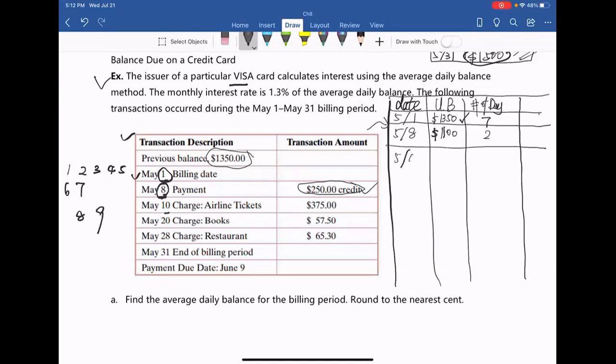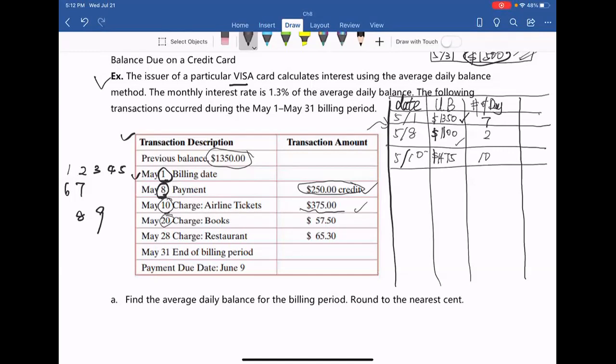And May 10th, they buy the air tickets. So the unpaid balance increased. So use 1100 plus $375. That's 1475. How many days does it keep? So 20 subtract 10, that's 10 days.